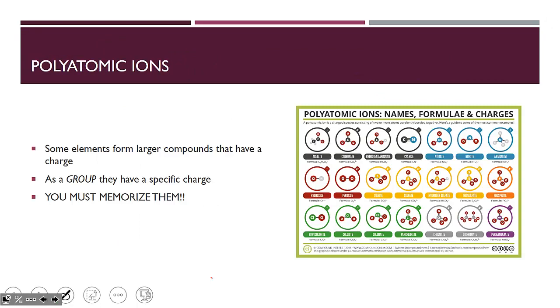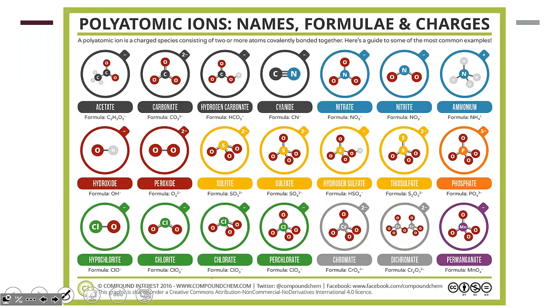Some nonmetals form large groups with extra electrons. Polyatomic ions are things you have to memorize, and so I will be giving you a list of 18 polyatomic ions to memorize both their name, their charge, and the groups or the formulas.